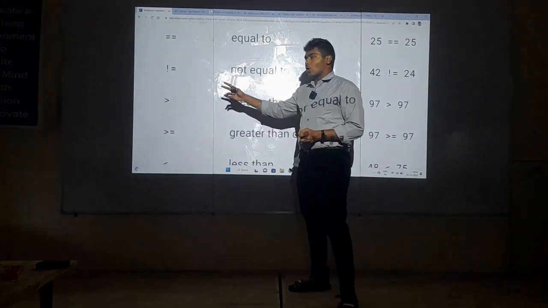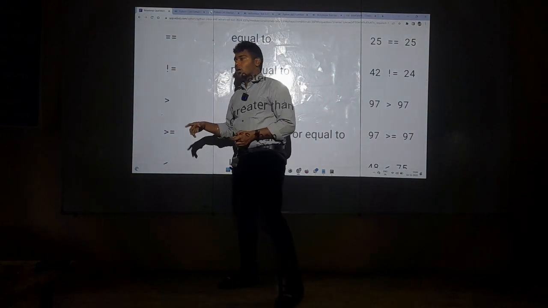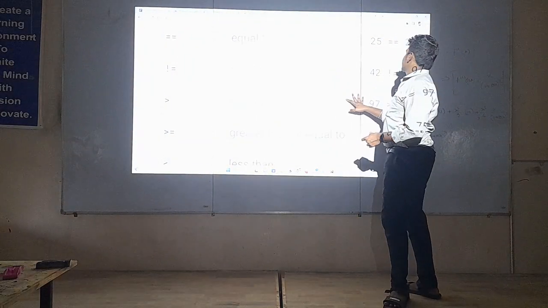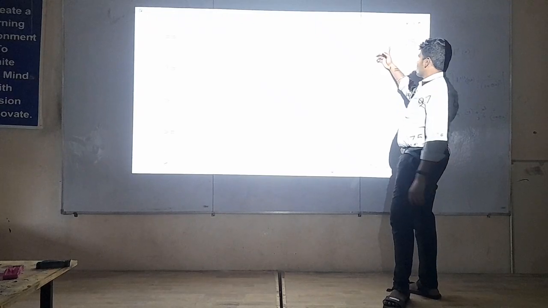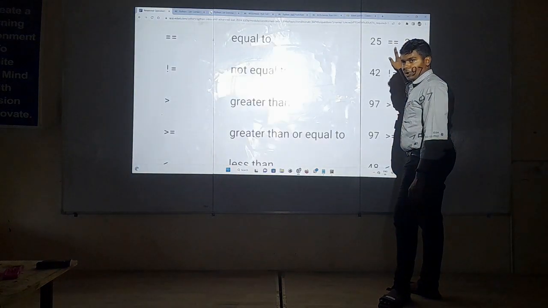So like that we have not equal to: one exclamatory symbol and one equal to makes the relational operator not equal to. So for example, if we say 25 equal to 25, right? 25 is equal to 25. Both are the same, 25 and 25.